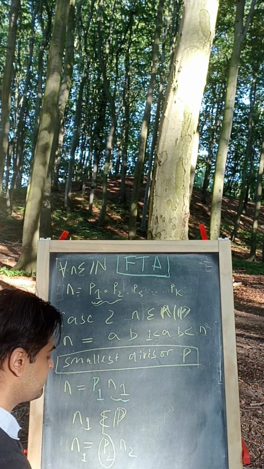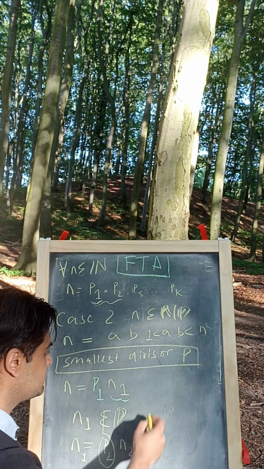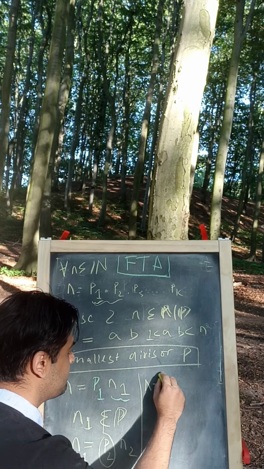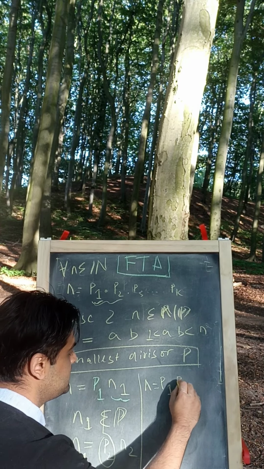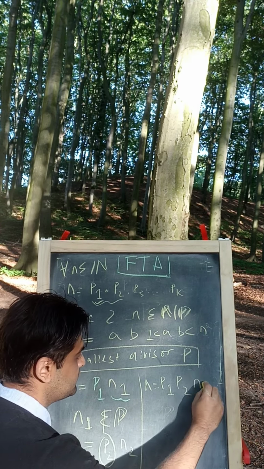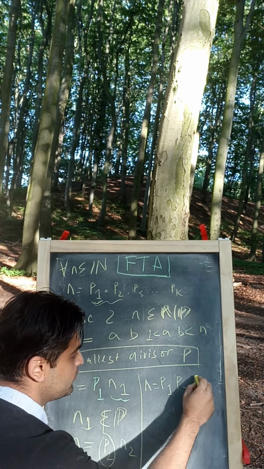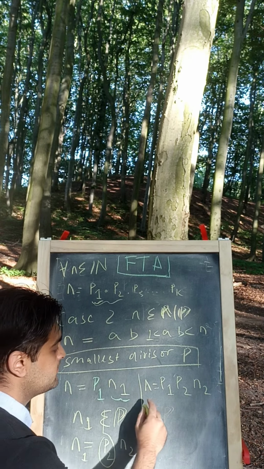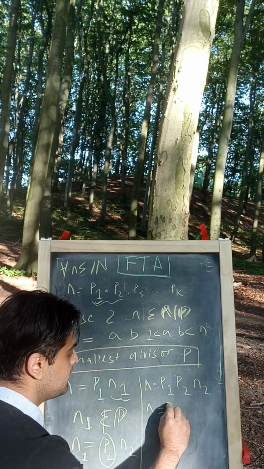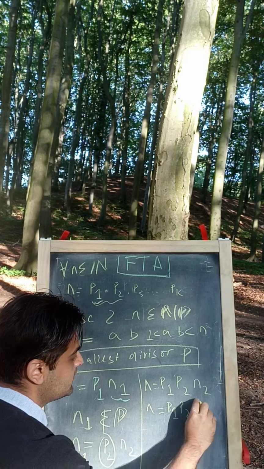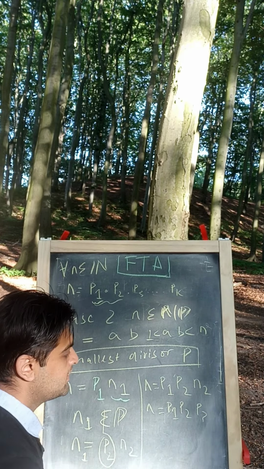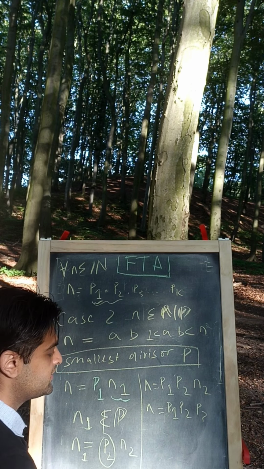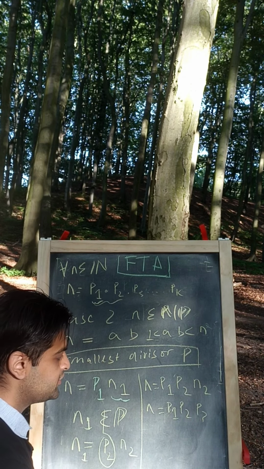And now we have the same representation but in the following form. So we have n is equal to p1 times p2 times n2, and we will perform the same trick on n2. So if n2 is prime, then we have n is equal to p1 times p2 times p3. But if n2 is not prime, it can be further broken down into a smallest divisor.